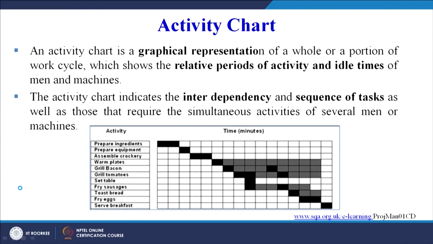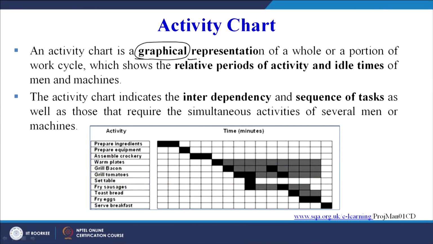An activity chart is a graphical, already I have emphasized this word, most of the tools and techniques that we use during method study are graphical tools only. So an activity chart is a graphical representation of a whole or a portion of the work cycle. So it can be a complete work cycle, or it can be a portion, some part of the work cycle, which shows the relative periods of activity and the idle times of men and machines.